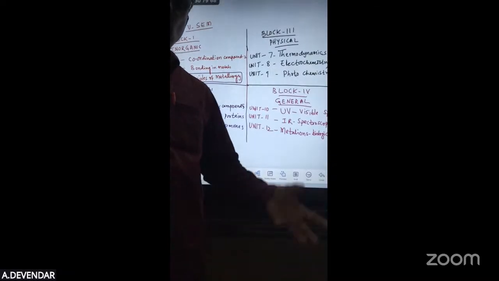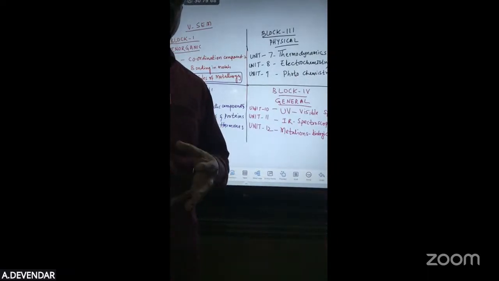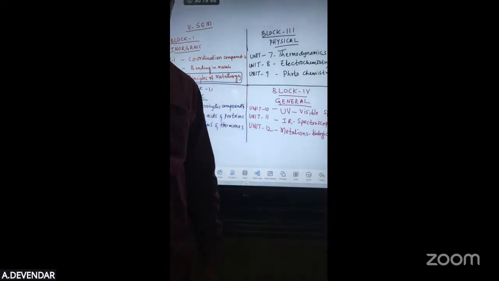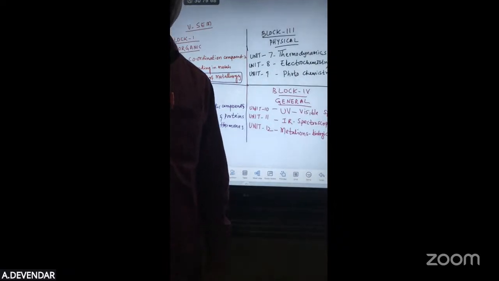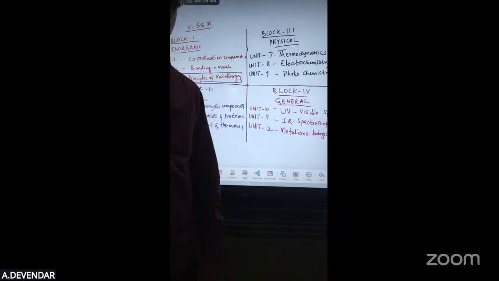These are called double salts. A double salt is nothing but two compounds mixing, but the identity of each is not lost when they are mixed. That is called a double salt. Examples are Mohr's salt and potassium alum. These are the two important examples of double salts.